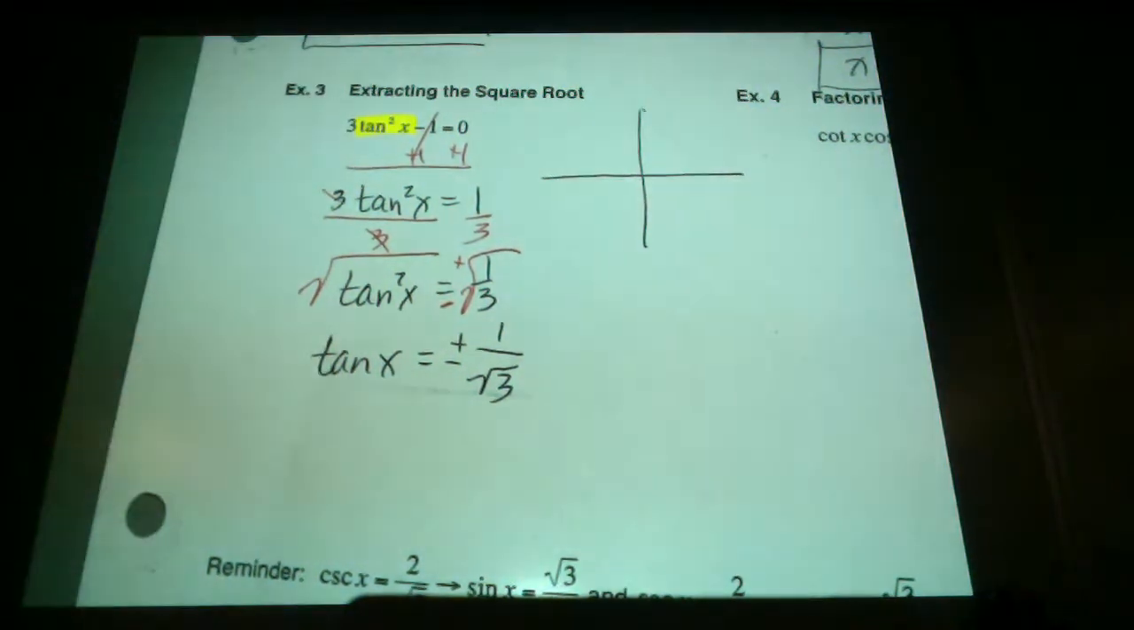My tangent can be positive or negative, correct? But technically, it can be in all 4 quadrants, right? But what is the period of tangent? Think of the graph of tangent. What's its period? What's the period of sine and cosine? 2 pi. Do you remember with tangent, it was only half of that? Our period of tangent goes from 0 to pi.